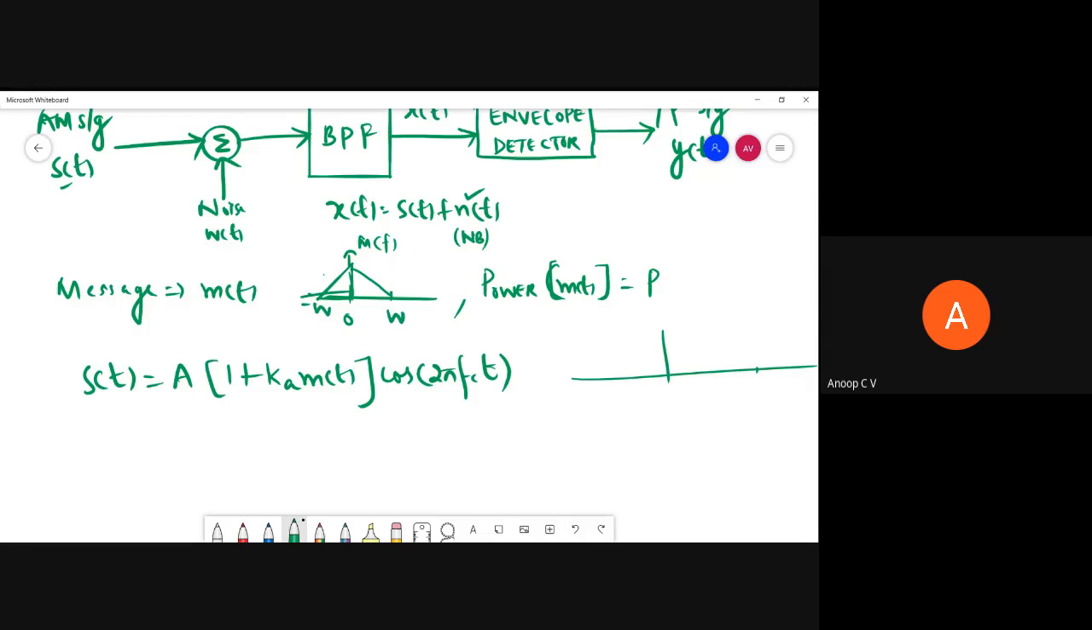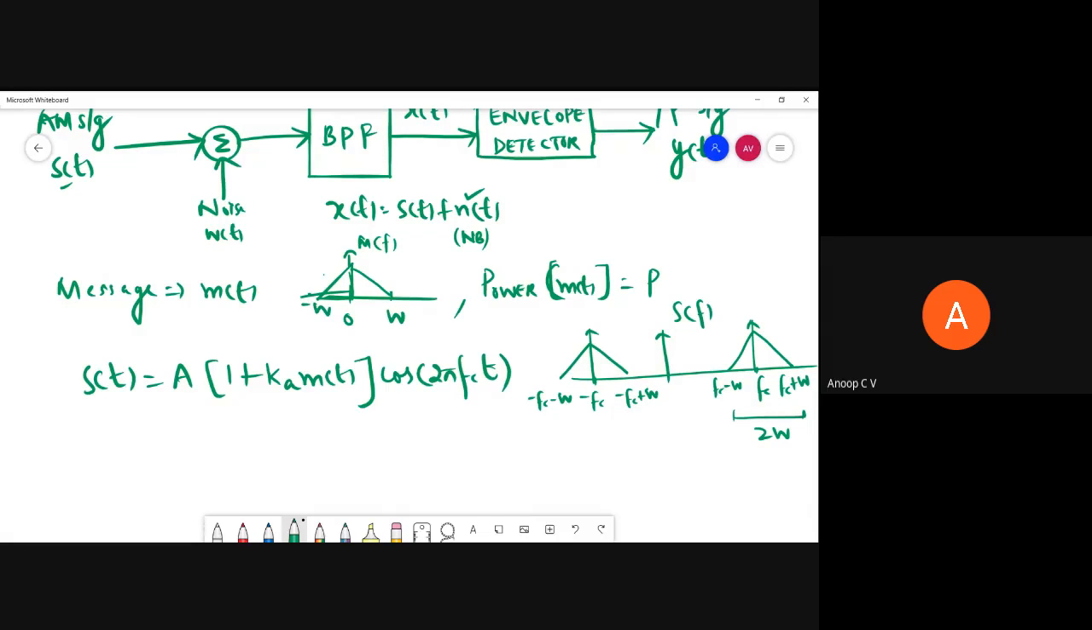So the spectrum of S of t will be something like this, and it will have a carrier also. So it is FC, FC plus W, FC minus W, and here again on the negative side, minus FC plus W, and minus FC minus W. So this is the spectrum of S of t. S of f will be like this. You can see the bandwidth will be equal to 2W.